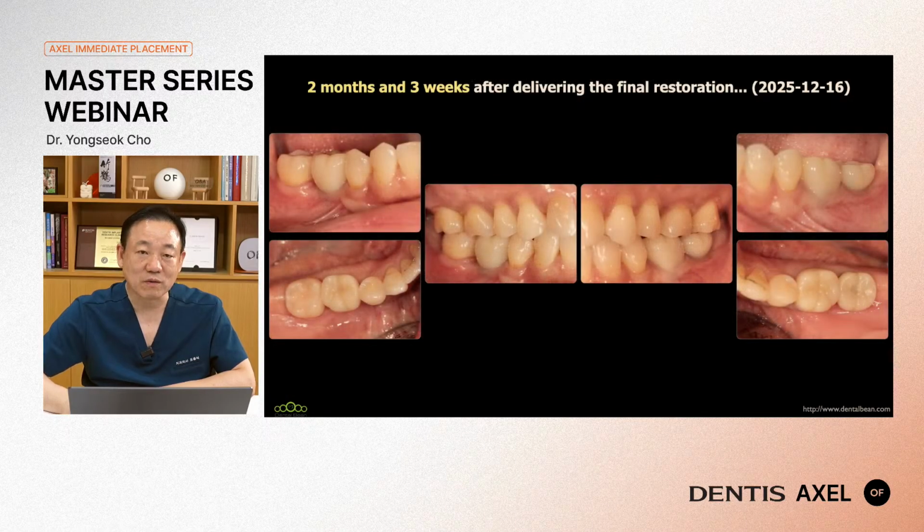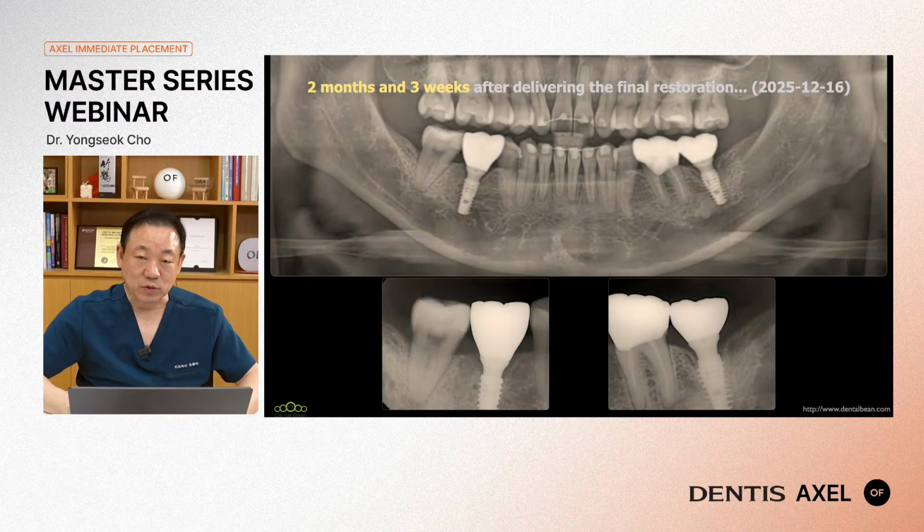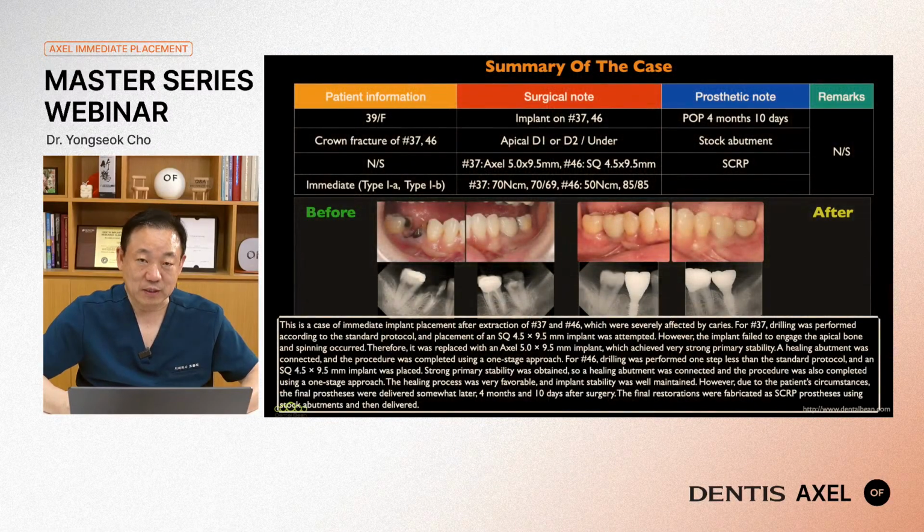It's a very short follow-up, 2 months and 3 weeks after delivering the final restoration. Okay, so this looks healthy in condition, and also it is increasing the radiodensity around the implant. And the profile looks not bad. It is deeply placed. In summary, here, it is an immediate implant placement case. Bone was not bad. So I can get a strong primary stability and finish the restoration.